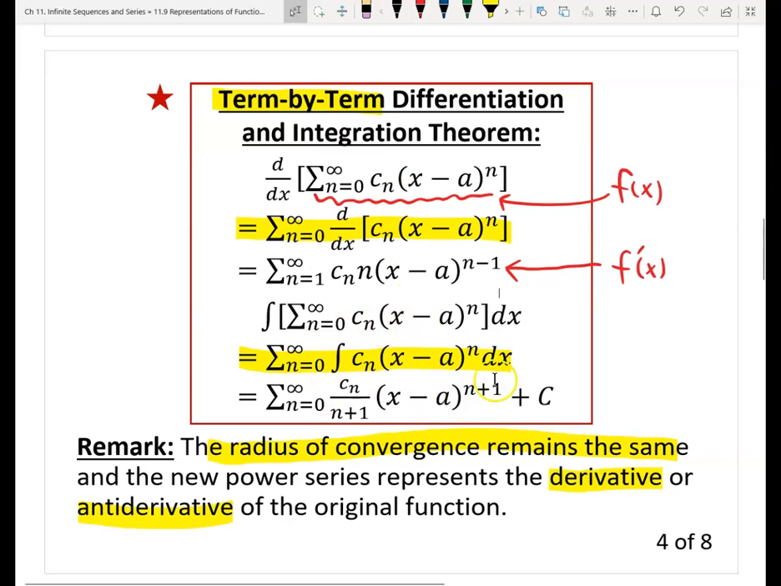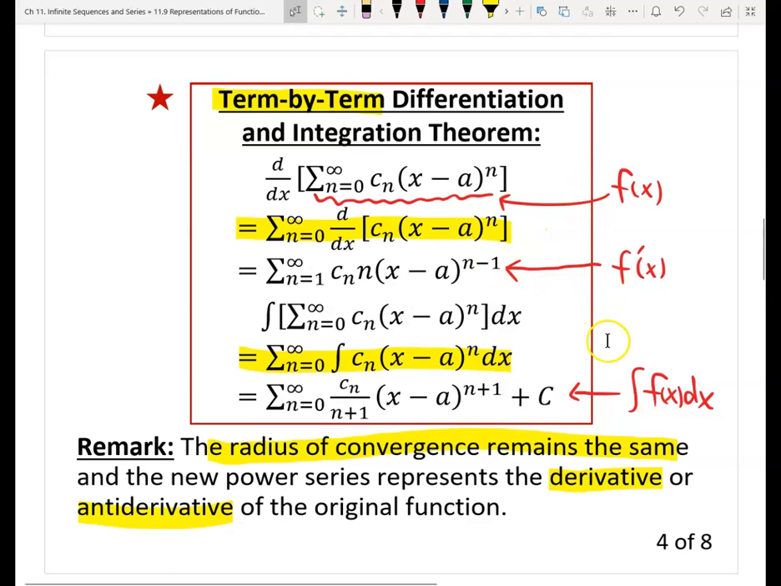The same applies to integration. Can you see? If we integrate, the final is just the antiderivative of f(x). Is this true? Yes, because the original is the integral of f(x), right? And the final new power series just represents the antiderivative of the original function.